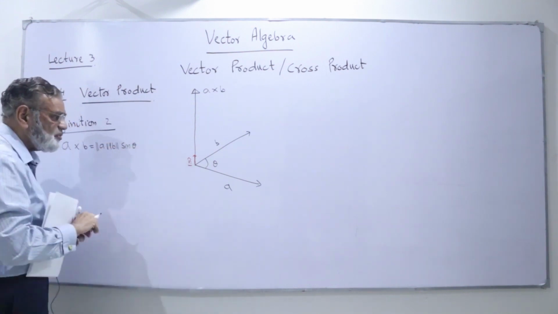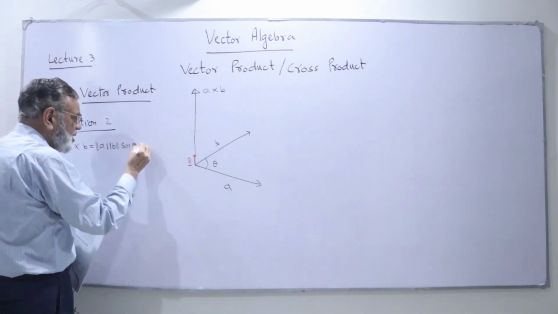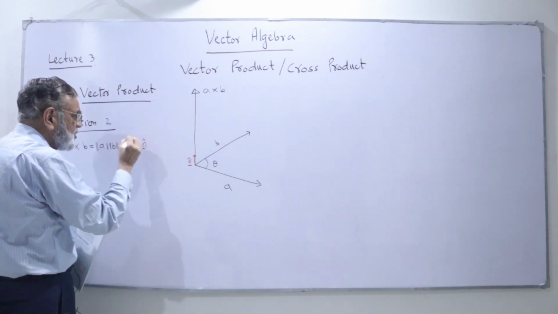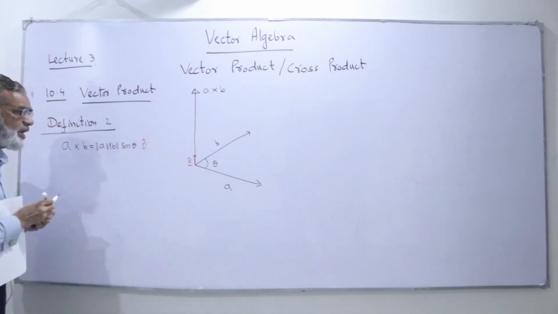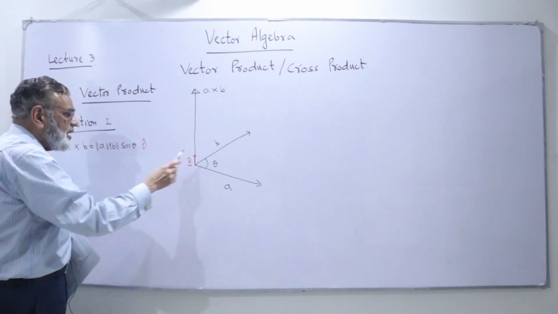And the direction of A cross B is given by n. The direction vector is n. This is a vector because it has the magnitude and also the direction. So we say this vector A cross B is orthogonal to the plane containing A and B.